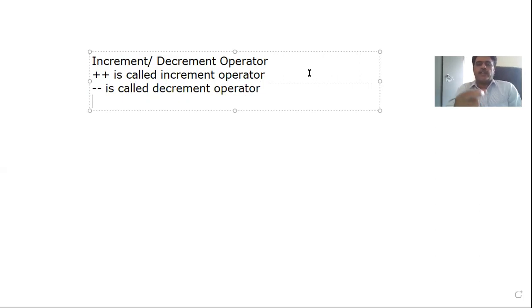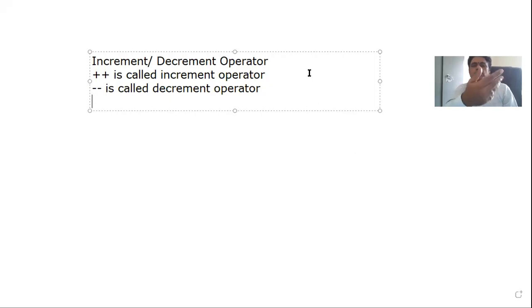Incrementing means increasing a value by one every time. We can specify the increment as one, two or three numbers, but by default the increment or decrement is by one only. For example, if a equal to 2, a plus plus will become 3, whereas a minus minus will become 1. So this is increment and decrement.